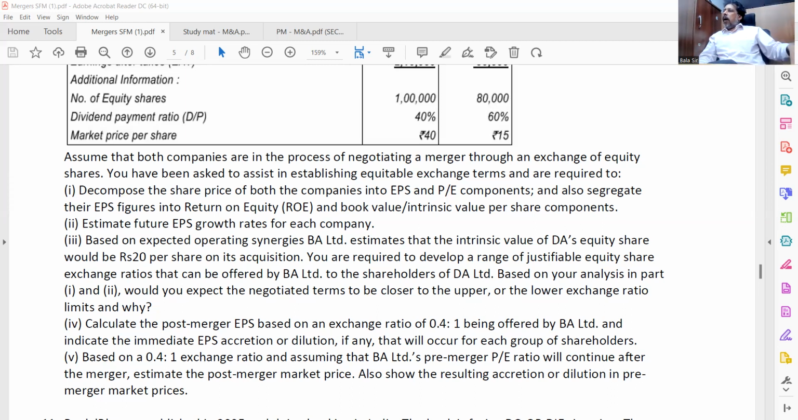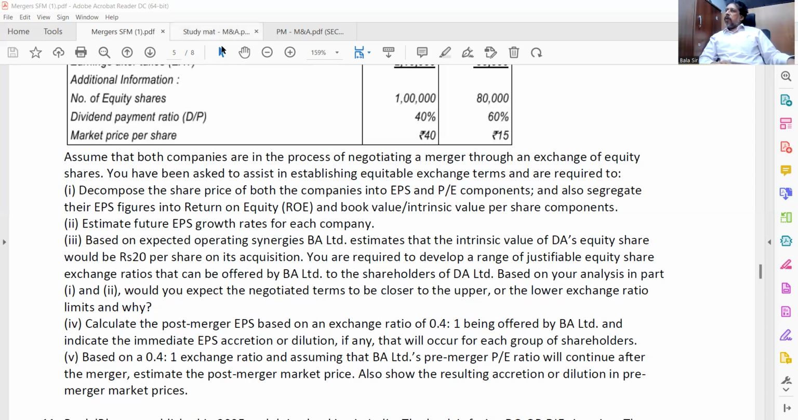Now tell me currently how many shares you guys are holding, Renuka? You guys are holding 80,000 shares in DA, right? Now what is 80,000 shares into 0.4? I'll be offering 32,000 shares in my company to you people. So that is the number of shares offered in my company. Now we shall go ahead and calculate the post-merger EPS and find any accretion or dilution in earnings per share.